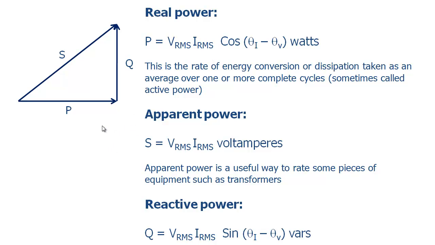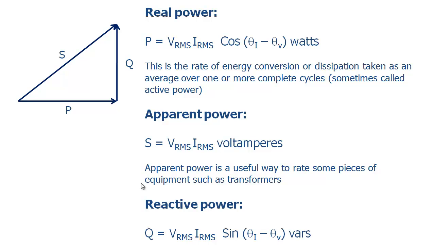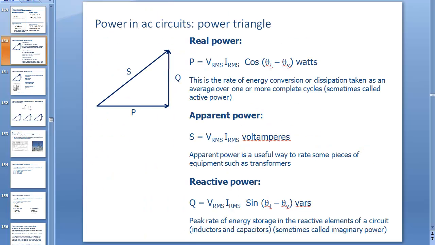But this triangle is very useful and it helps you not get confused between what these quantities are. This also ties into the beer analogy, if that's helpful for you. And I've just put the units here as well, just to confirm it. But anyway, it's this power triangle that's really important, and these equations that we're going to be using to solve a lot of the problems on this question sheet.